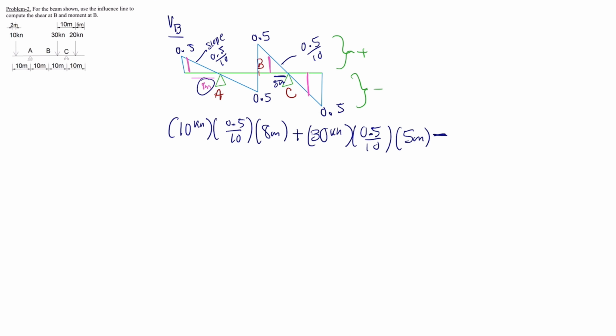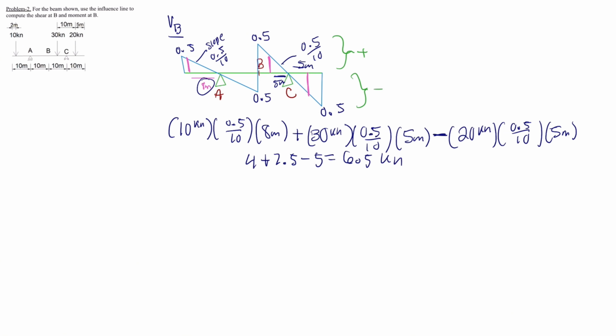We will then subtract the point load of 20 kilonewtons, since it's at the bottom, as we mentioned before, times the slope, which is 0.5 over 10, times the distance, which is 5 meters. We will get 4 plus 7.5 minus 5, which is equal to 6.5 kilonewtons, which means that the shear at B is equal to 6.5 kilonewtons. And that is our answer for part 1 of this problem.